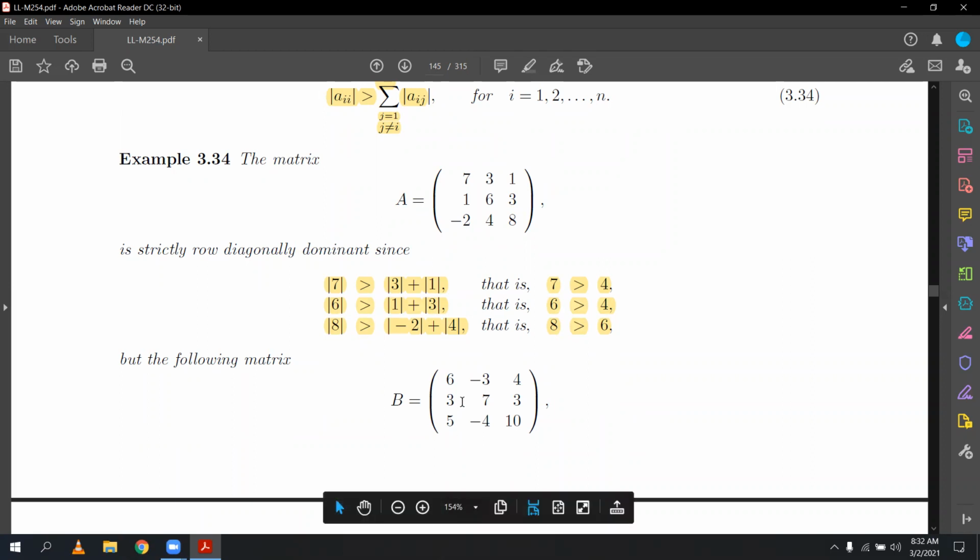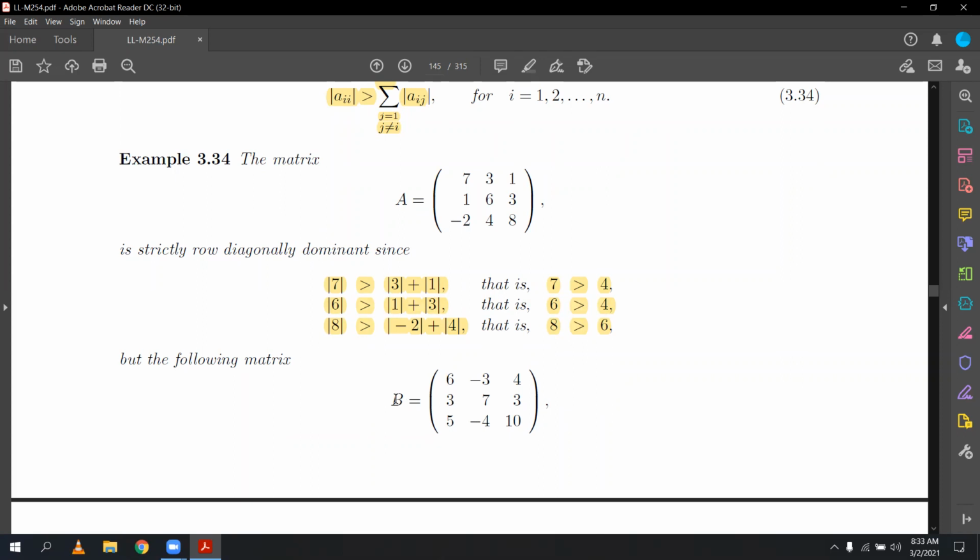No, you can see directly. No need to check here. Yes, no, because 6 is not bigger than 7. Yeah, 6 is not bigger than 7. So no need to check the second one and the third one. The second one is okay, 7 is bigger than 6. The third is also okay, 10 is bigger than 9. But the first one is not satisfied because 6 is not bigger than 7. This means this B is not SDD here, right?